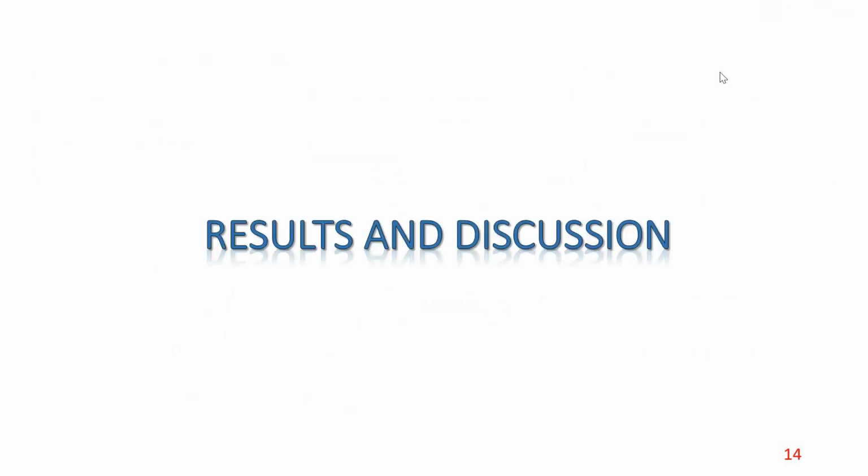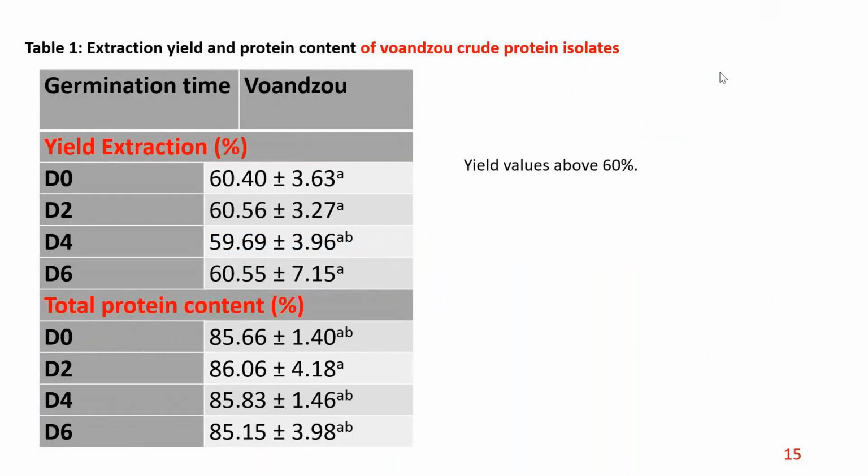After this, we obtain results that we will show you. Table 1 shows the extraction yield and protein content of the different crude protein isolates. We can notice that for extraction yield, all the isolates displayed yield values above 60%. This high yield reflects the efficiency of the extraction method that we used.